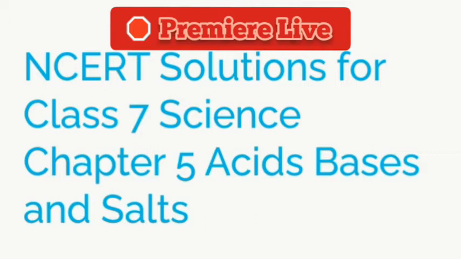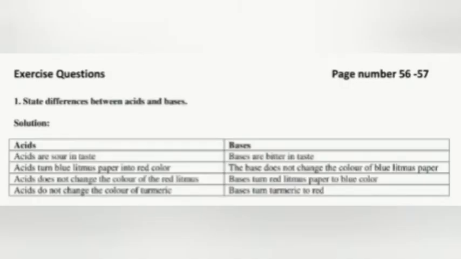We will start from the book back exercise, and the first question is: state the difference between acids and bases. Acids are sour in nature. Acids turn blue litmus paper red. Acids do not change the color of red litmus paper. Acids do not change the color of turmeric.